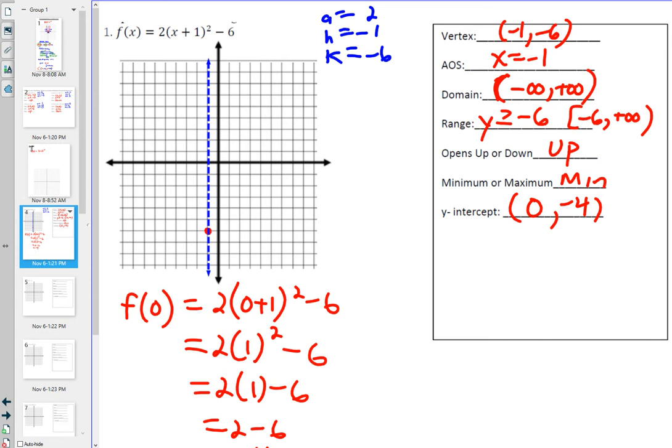I'll put my y-intercept, which is at 0, -4. And how far away from the vertex is the y-intercept? So go 1 unit on the other side.